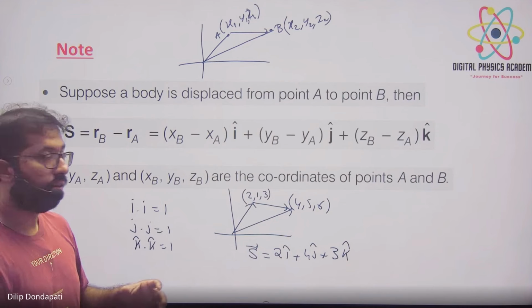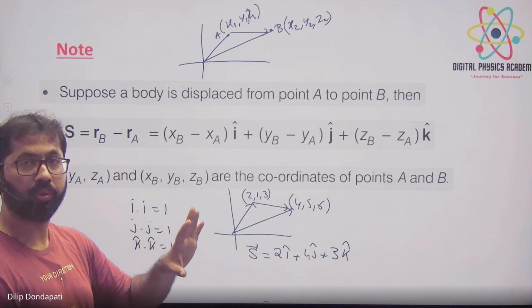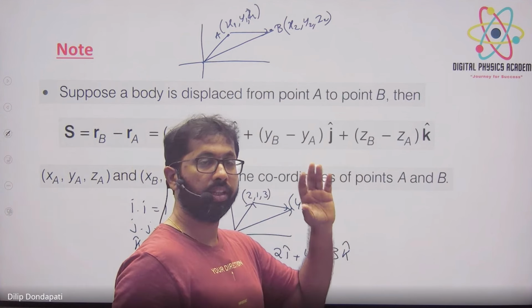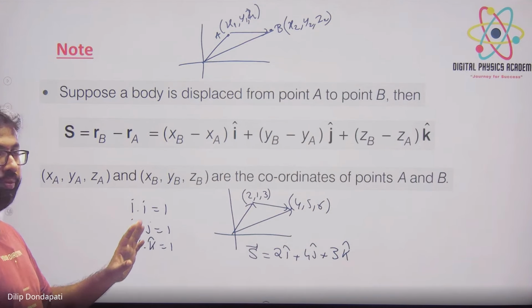In work done, the answer will always not come in vector form. The answer will be in joules, a perfect number will come. Don't say work done is 5 i cap, 6 j cap, no. Work done is always a scalar quantity, no direction. Okay.